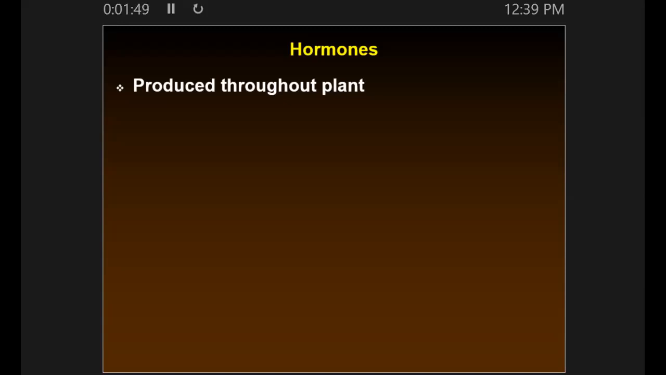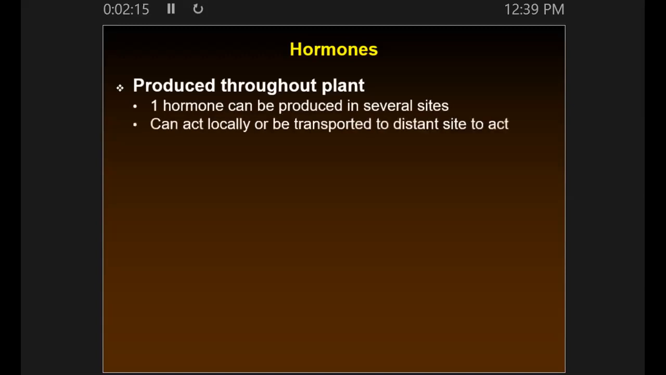But in general, some rules of thumb to think about: hormones are produced throughout the whole plant body. It just depends on which hormone you're thinking about. You can have one hormone being produced at multiple parts. In general, when you look at animal hormones, there's usually a discrete region of the body where that's produced. With plants, it's much more diffuse. Many, many different spots of the plant can have the same hormone being produced.